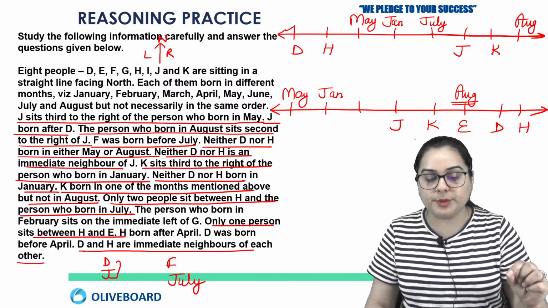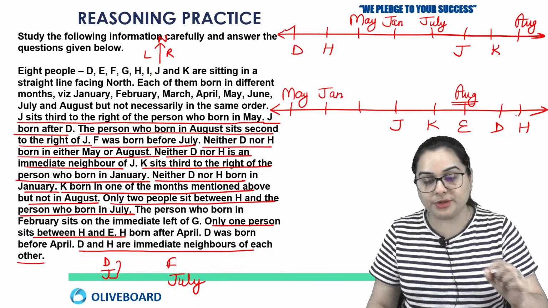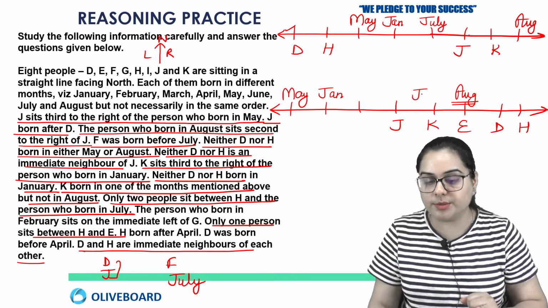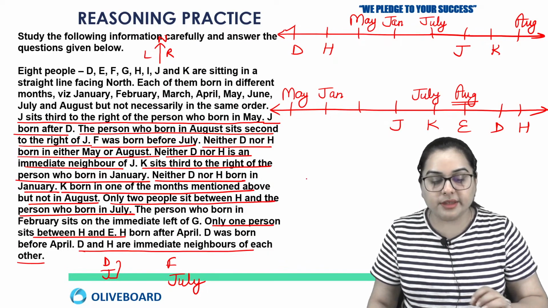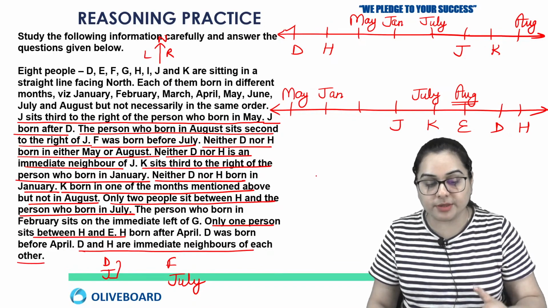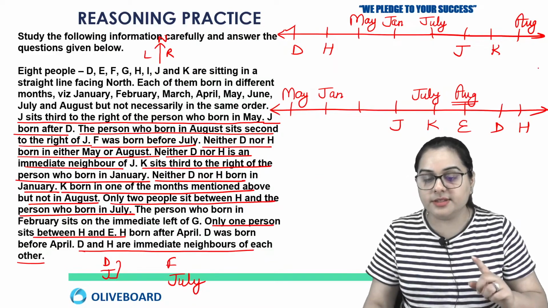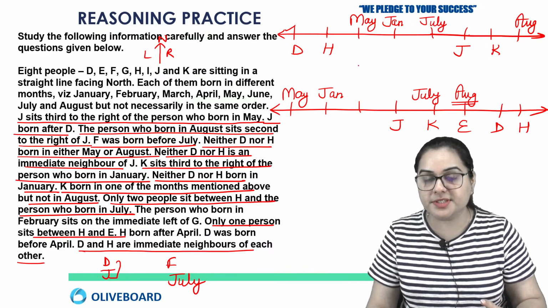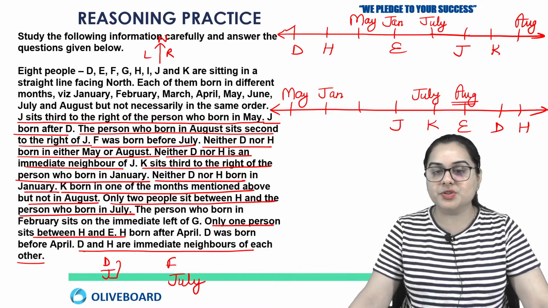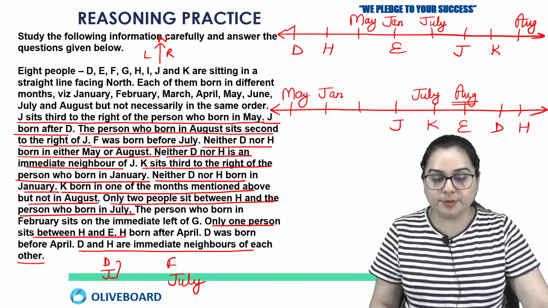So now I can fill both the informations. The line only two people sit between H and July, I'm going to fill this in the second case. Now if H is in the last position, so July will come in the month of K. And the information that only one person sits between H and D, if H is on the second position, so E will be written in the month of Jan. So I hope this is clear to all the students, right?